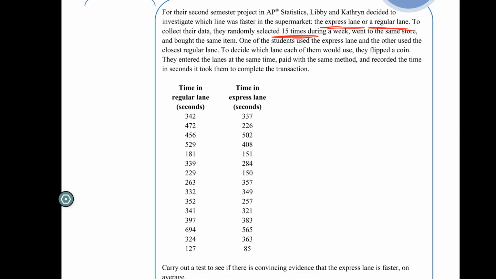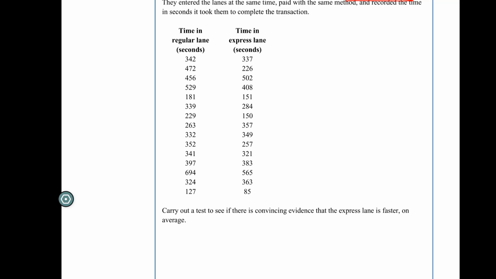To decide which lane each of them would use, they flipped a coin. So there we've got some randomization, and that's good experimental design too. They entered the lanes at the same time, paid with the same method, and recorded the time in seconds it took to complete the transaction. Here are our results. And then we want to carry out a test to see if there's convincing evidence that the express lane is indeed faster on average.